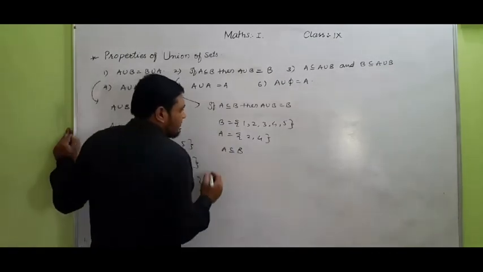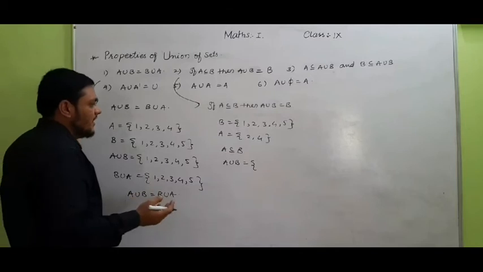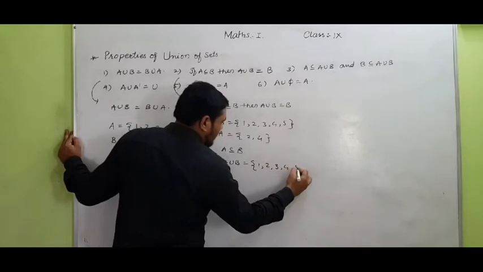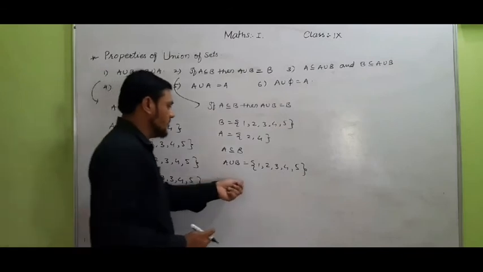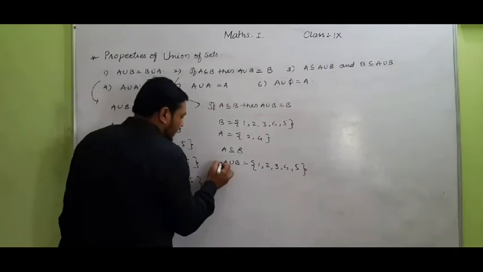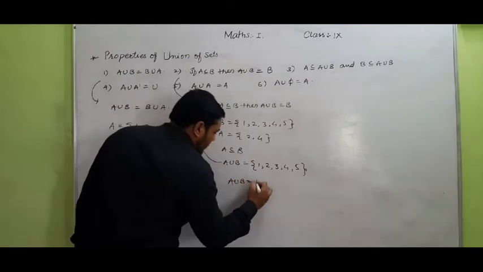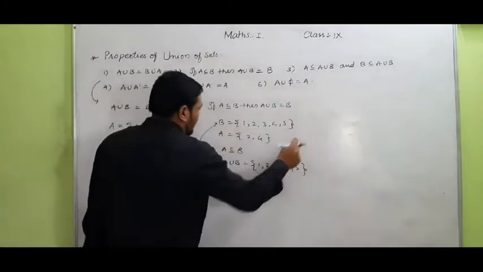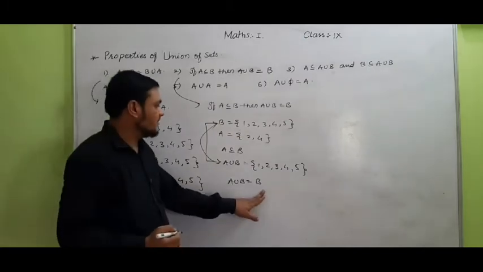Now we will find A union B. So A union B is the set of all the elements which are in A and B. So this will contain the elements 1, 2, 3, 4, 5. We have taken all the elements of B and A together and we have written A union B. If you see that this A union B is nothing but B, so we can write A union B is equal to B, because A union B contains the elements 1, 2, 3, 4, 5 and B contains the elements 1, 2, 3, 4, 5. So these two sets, B and A union B, are equal sets. That is why we can write A union B is equal to B.